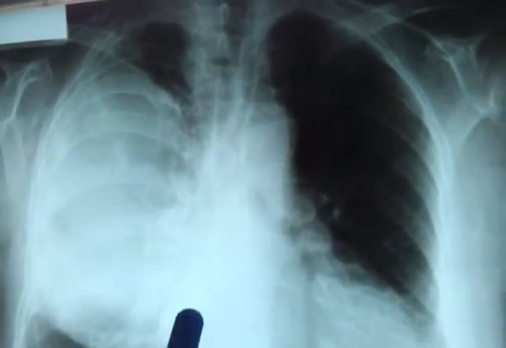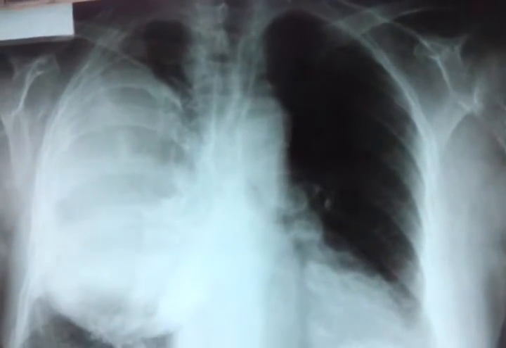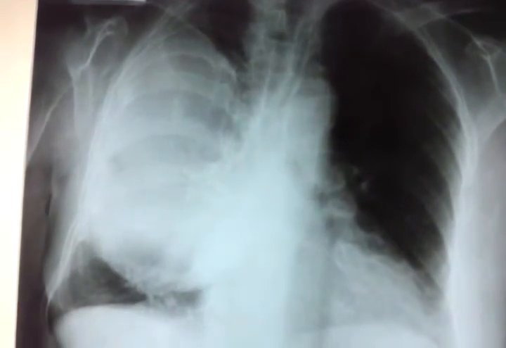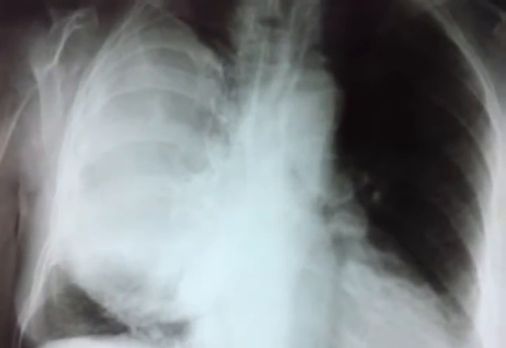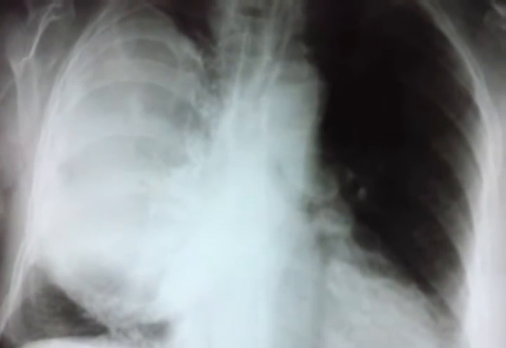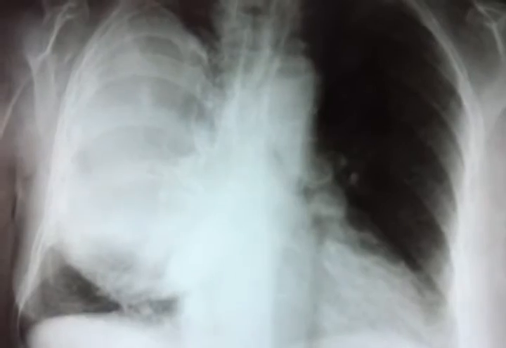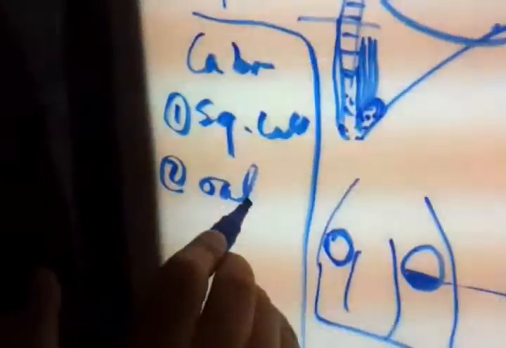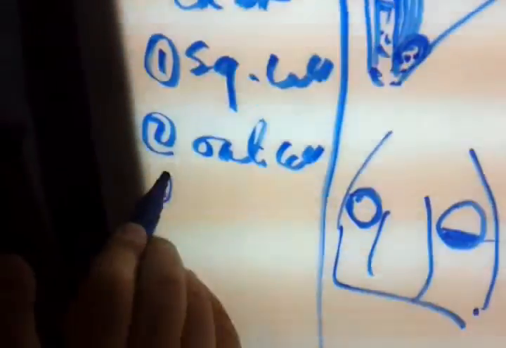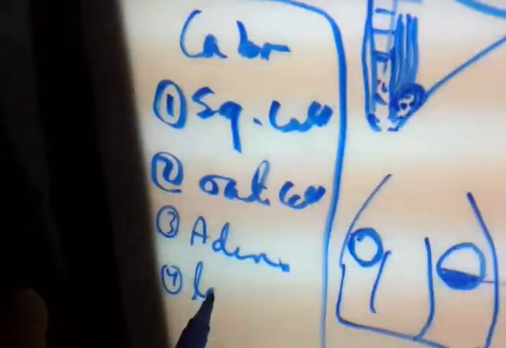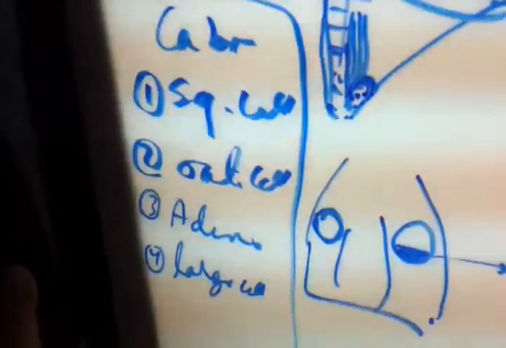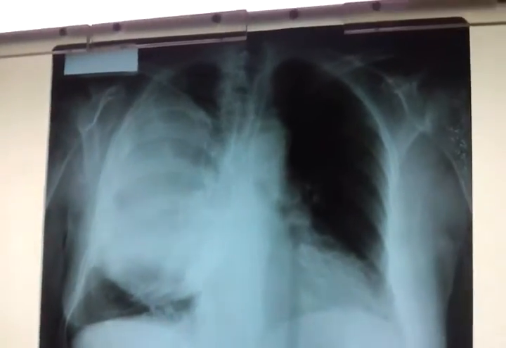And what CA bronchus looks like this? We have four types of CA bronchus: squamous cell, small cell, adenocarcinoma, and large cell carcinoma. Which one of these is typical in this lady?